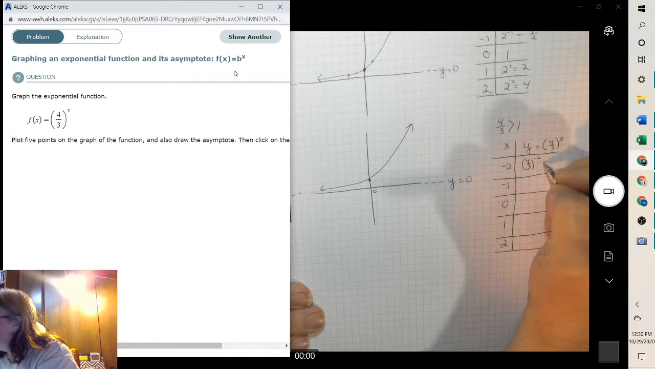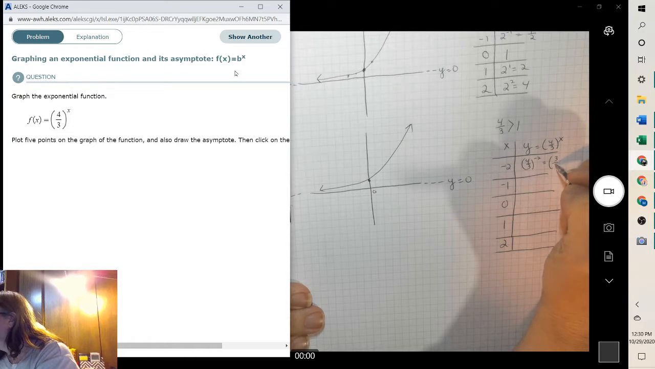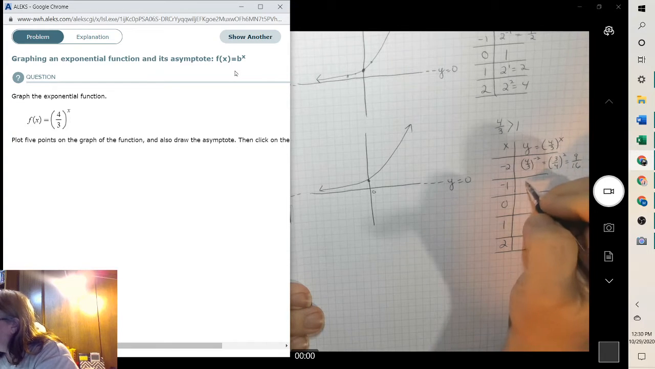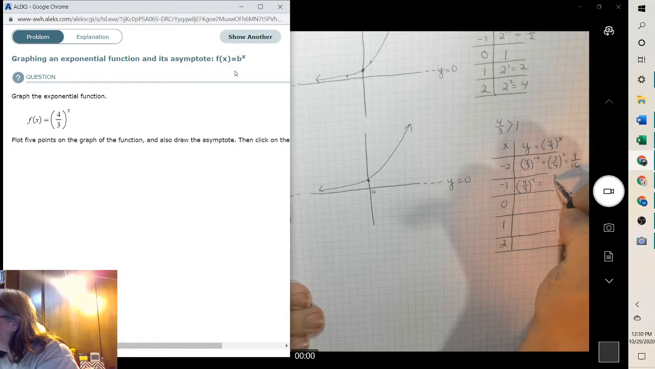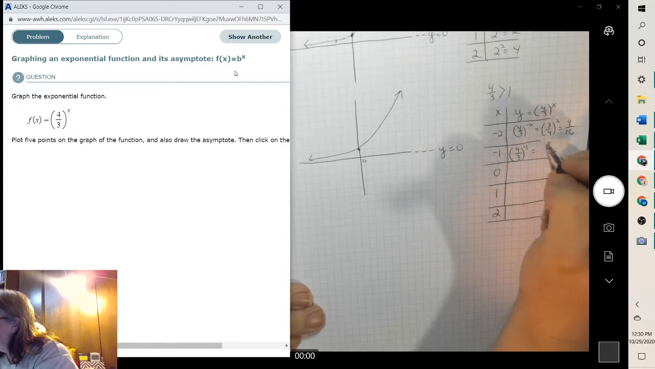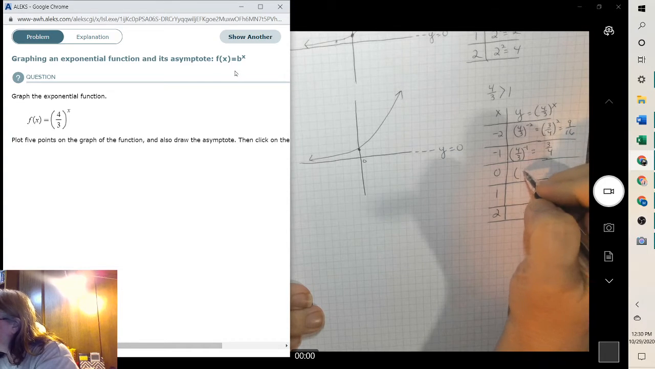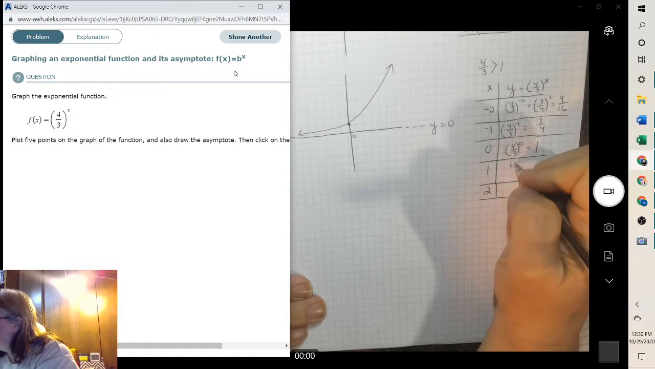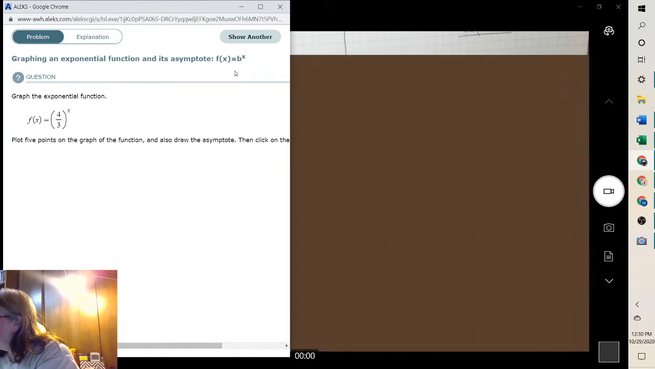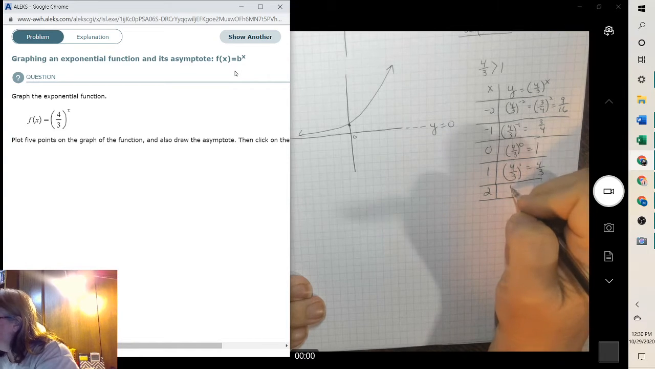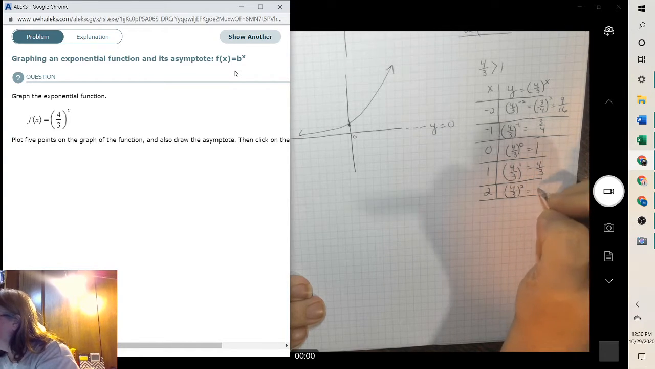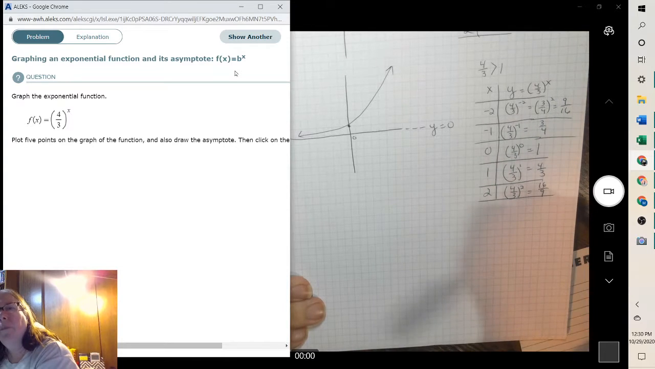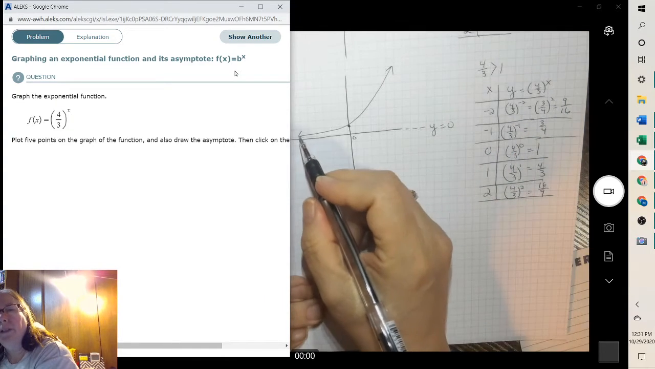When you put in -2, the negative flips it and then square it, 9/16. When you put in the -1, the -1 flips it, so then it's 3/4 to the first. 4/3 to the 0, anything to the 0 is 1. 4/3 to the first is 4/3, and then 4/3 squared is 16/9. So then you just plug those points in, and this will be your graph.